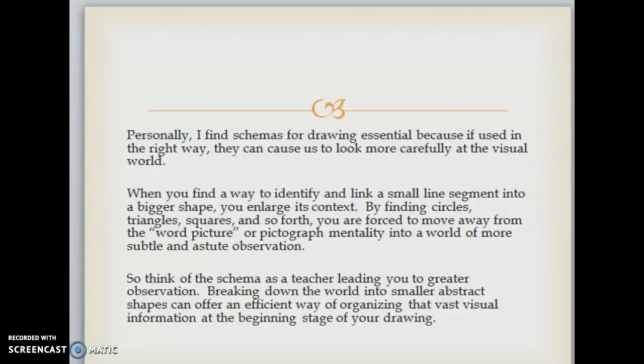When you find a way to identify and link a small line segment into a bigger shape, you enlarge its context. By finding circles, triangles, squares, and so forth, you're forced to move away from the word picture or pictograph mentality into a world of more subtle and astute observation. So think of the schema as a teacher leading you to greater observation. Breaking down the world into smaller abstract shapes can offer an efficient way of organizing that vast visual information at the beginning stage of your drawing.